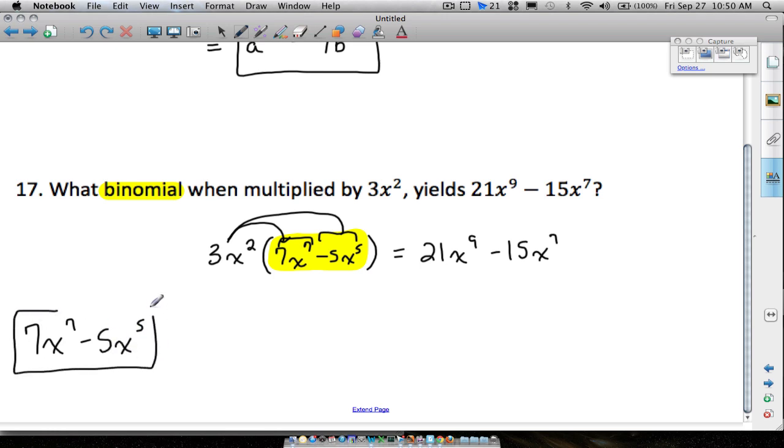But let me show you a different way of approaching this, just in case that's too hard to follow. So, let me erase all of this.